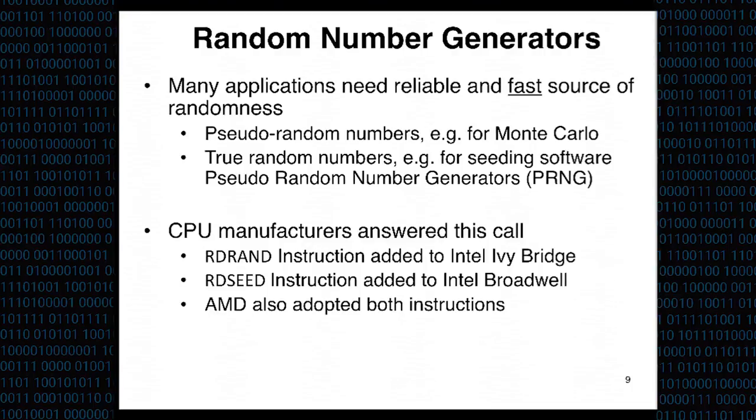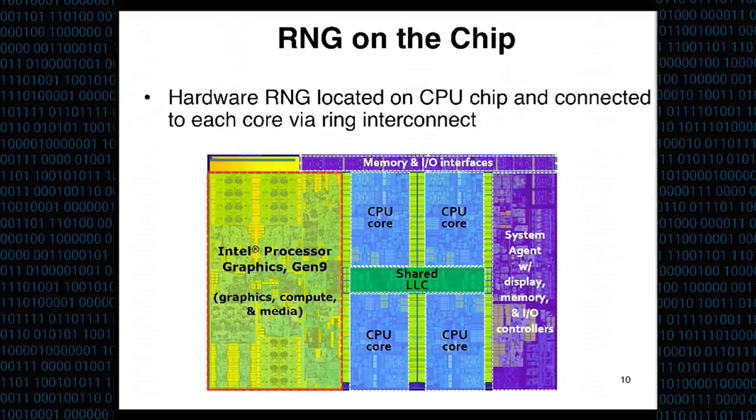architecture coming out, also according to the description, has this unit. It's not clear how it's going to work and whether this same channel is going to work on AMD, but it's coming. On the chip, it's going to be located somewhere here. It's not really shown where exactly, but it's connected to the cores. You have multiple CPU cores here, a shared LLC, and somewhere on the chip on the interconnection network sits that random number generation unit.